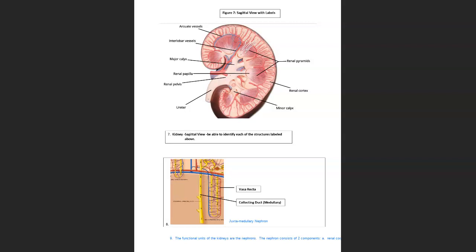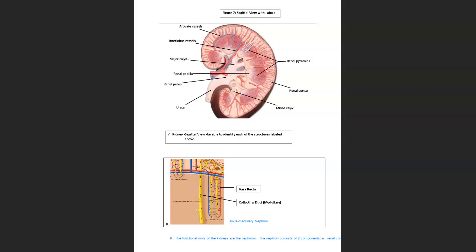So if aldosterone and ADH are present, then the sodium and water will be reabsorbed in the distal tubule and collecting duct as well. And if ADH and aldosterone are not present, then the water and the sodium will stay in the distal tubule. That's what we mean by facultative or hormonal dependent. So be able to know that the functional units of the kidneys are the nephrons. This is where your blood is filtered to produce tubular fluid, which then becomes the urine.